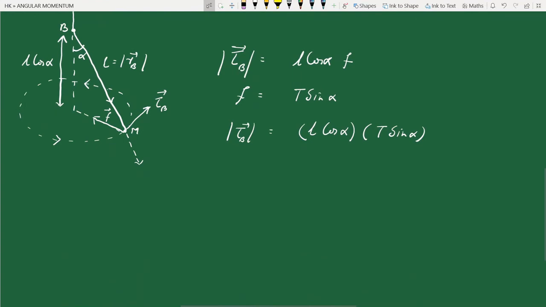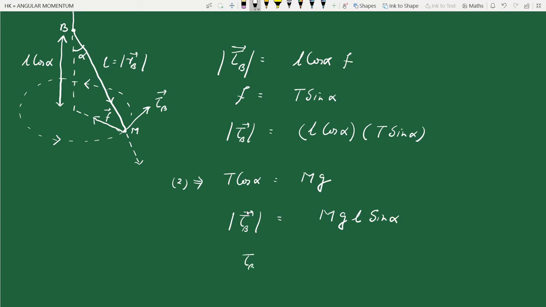Now in this expression for the magnitude of torque, we can combine T and cos alpha. From equation 2 we have T cos alpha equal to mg. If we substitute that result in the expression for torque about the origin B, T cos alpha we can write as mg. So we have mgL into sine alpha. That is the magnitude of torque.